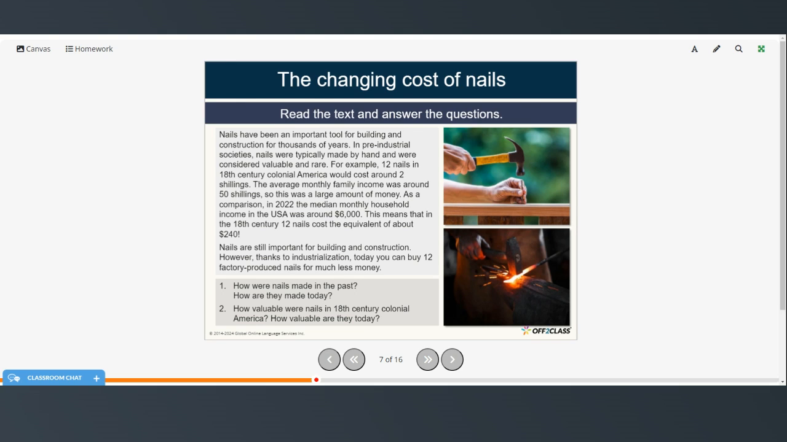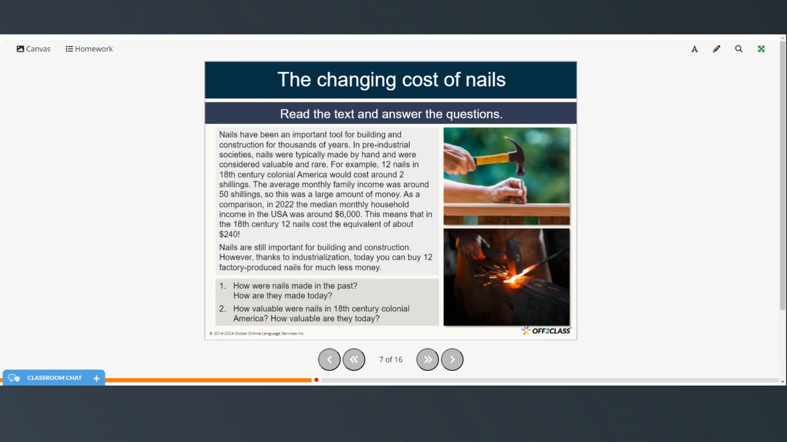Nails have been an important tool for building and construction for thousands of years. In pre-industrial societies, nails were typically made by hand and were considered valuable and rare. For example, 12 nails in 18th century colonial America would cost around 2 shillings. The average monthly family income was around 50 shillings. So this was a large amount of money. As a comparison, in 2022, the median monthly household income in the US was around $6,000. This means that in the 18th century, 12 nails cost the equivalent of about $240.